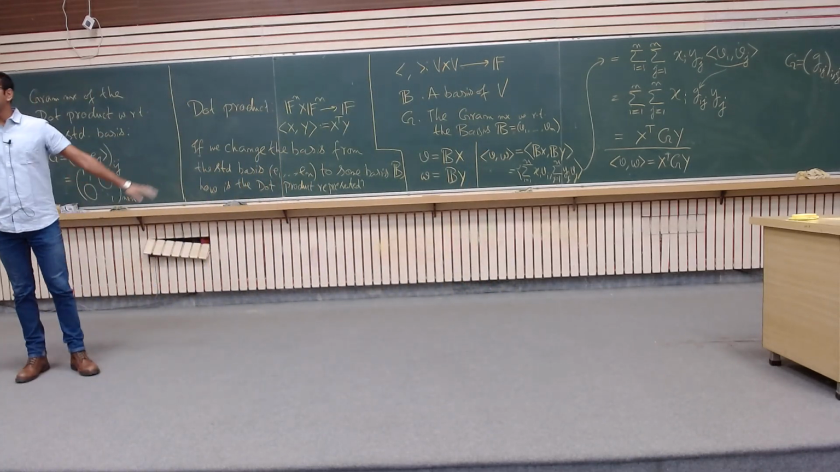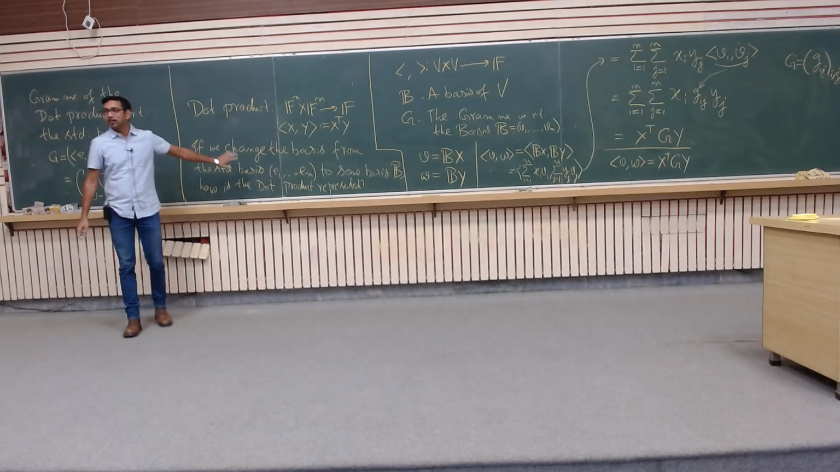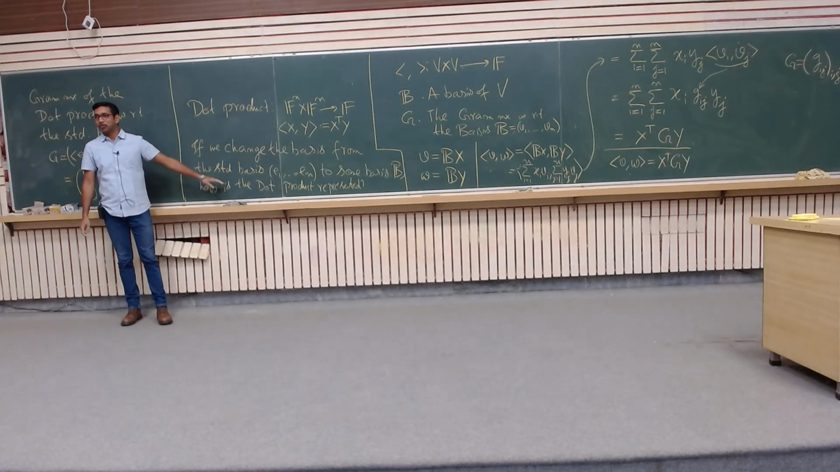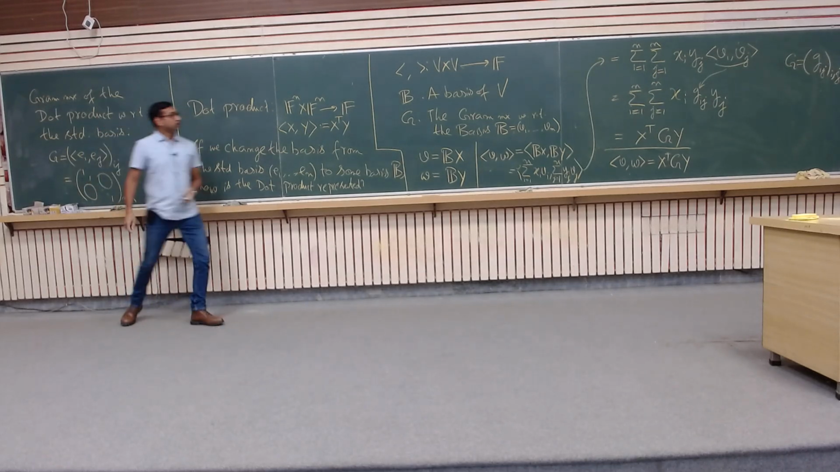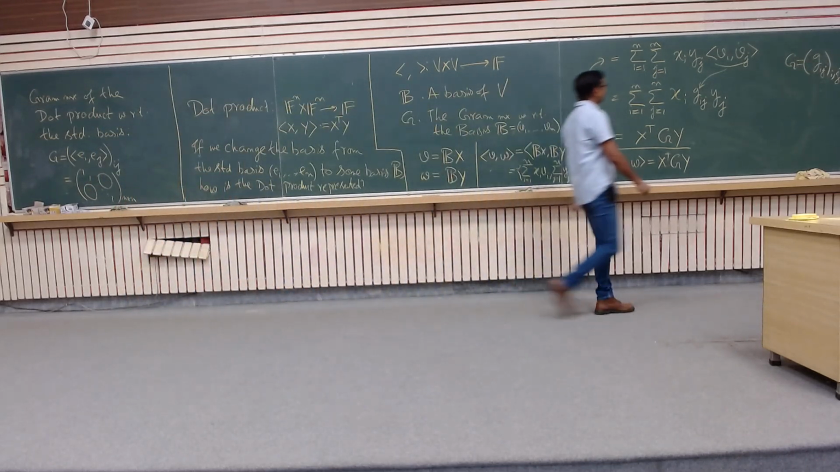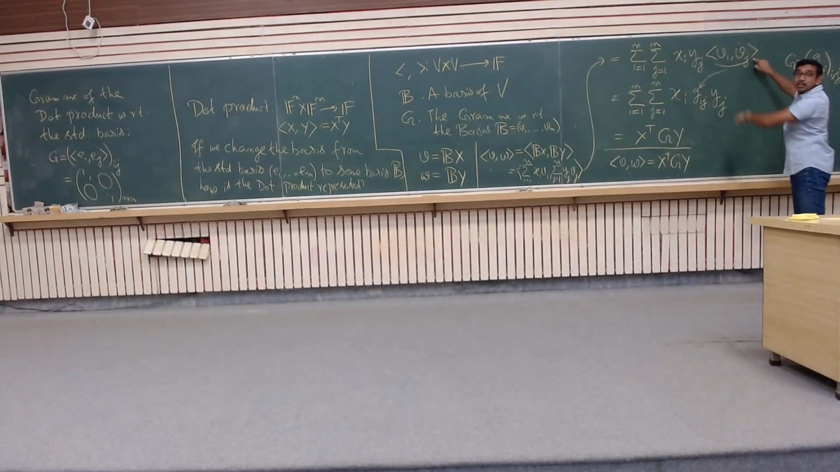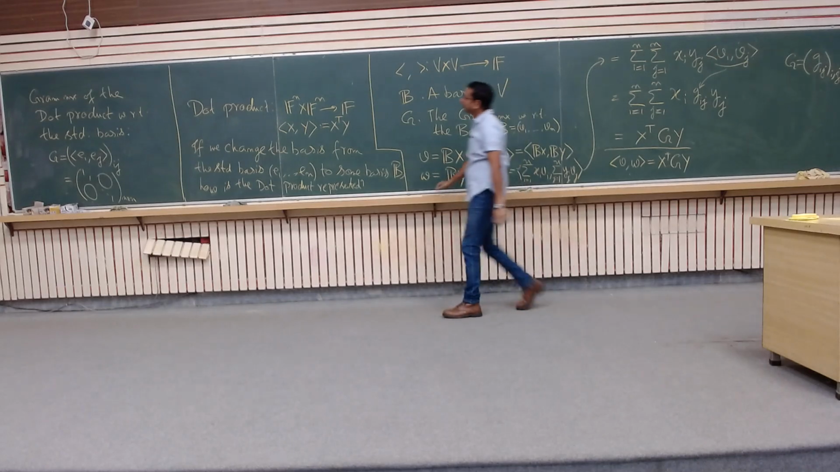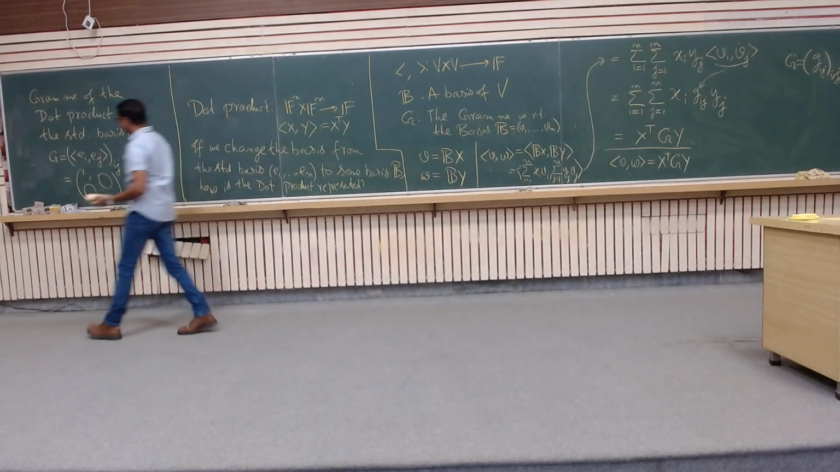We have not proved it for dot product. We said that let's keep the question for a while. We are handling the general case. So this one is not denoting the dot product here. It's denoting a general bilinear form.